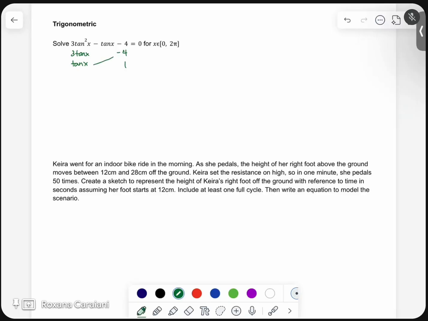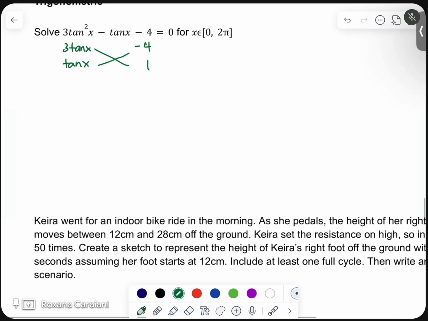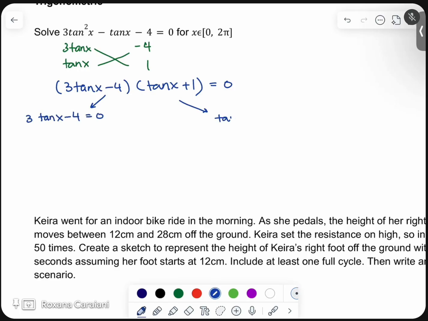And this would give me negative 4 tan x, positive 3 tan x, and those do, in fact, add up to negative tan x, like the middle term. So now I have (3 tan x minus 4)(tan x plus 1) equals 0. And once I factored, this creates two individual equations for me to solve. I'm just going to set each bracket equal to 0.